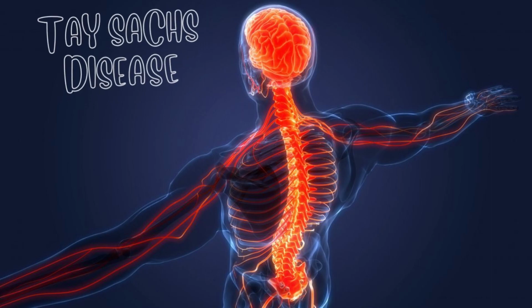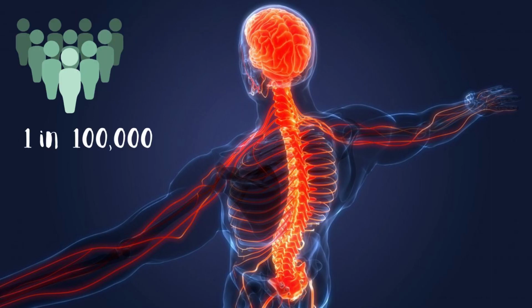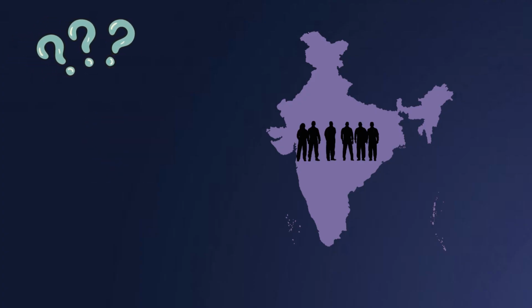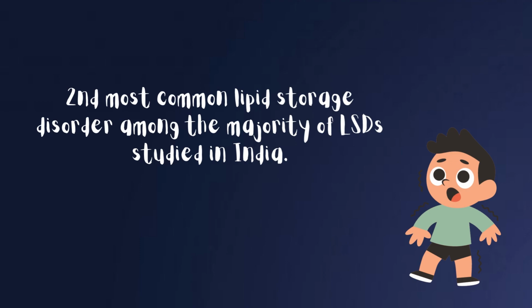Tay Sachs disease. 1 in every 100,000 population is affected by the disease. In India, though the exact prevalence is unknown, it is the second most common lipid storage disorder among the majority of LSDs studied in India.